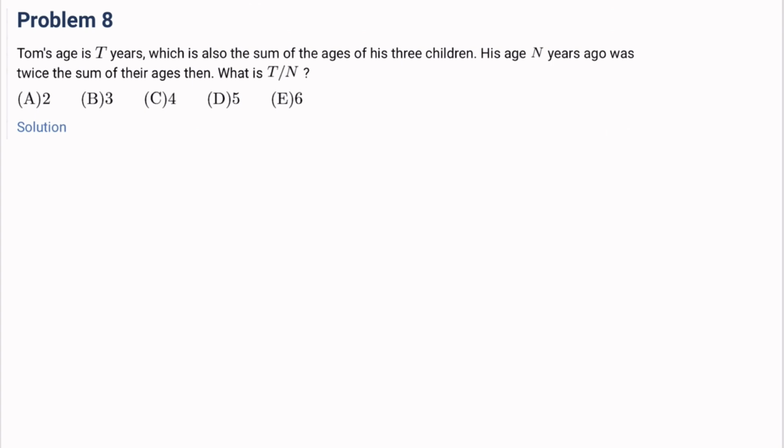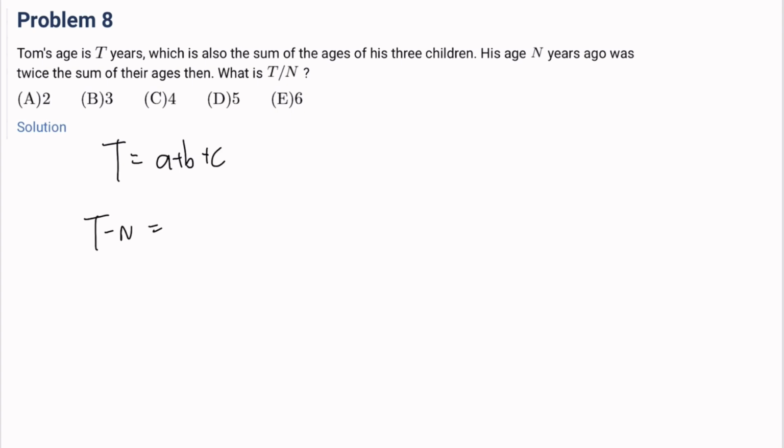Number 8, Tom's age is t years, which is also the sum of the ages of his 3 children. His age n years ago was twice the sum of their ages then. What is t over n? Okay, so t right now is equal to the sum of the 3 children's ages. Let's say it's a plus b plus c, right? A, b, and c. And then n years ago, so that was t minus n.